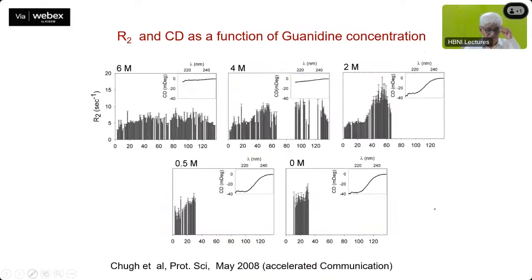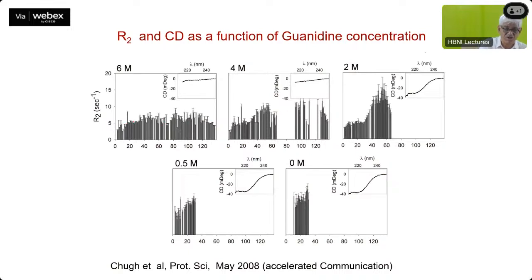So you use this technique. To find out the folding, you use circular dichroism. And to find out the folding pathways, you use the R2s. R2 measurements tell you the changes in the motional characteristics, and which regions are undergoing chemical exchange. R2 is increasing. Now here it is 6 molar guanidine. The CD shows that there is no structure there, and you see a bell-shaped profile, which is typical for any unfolded protein.